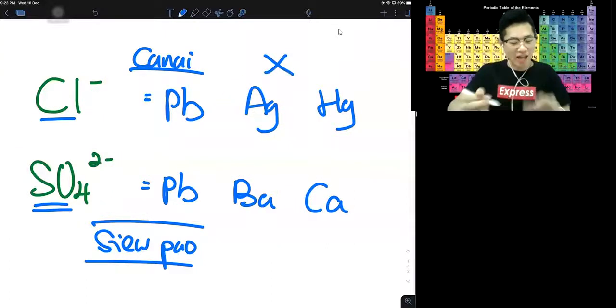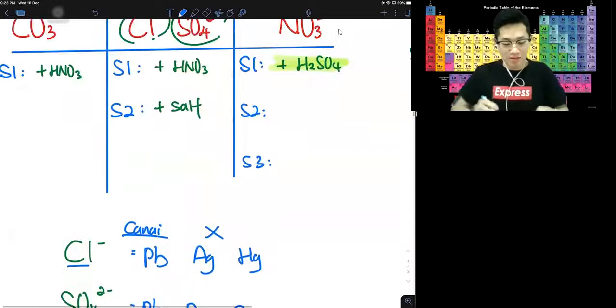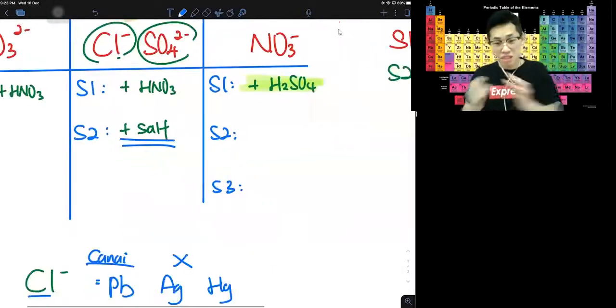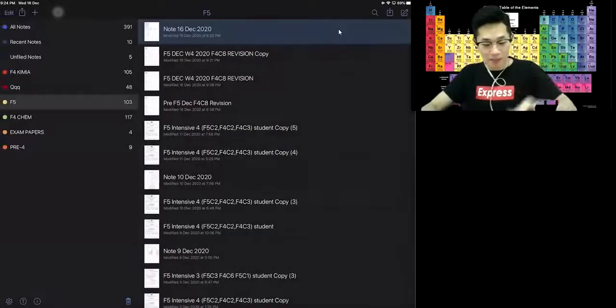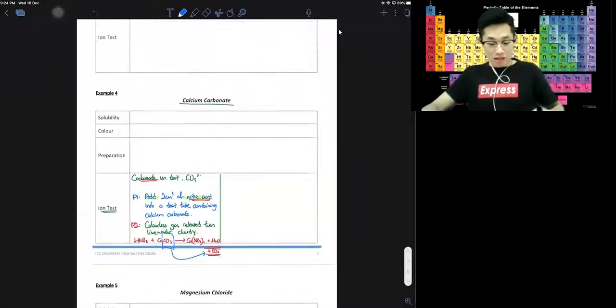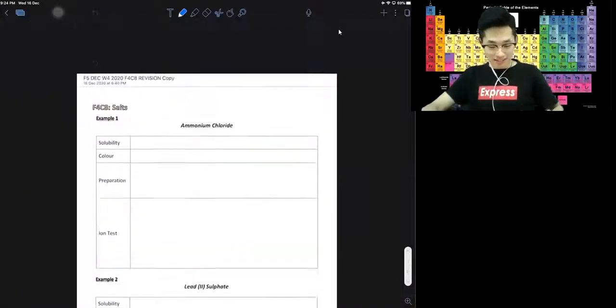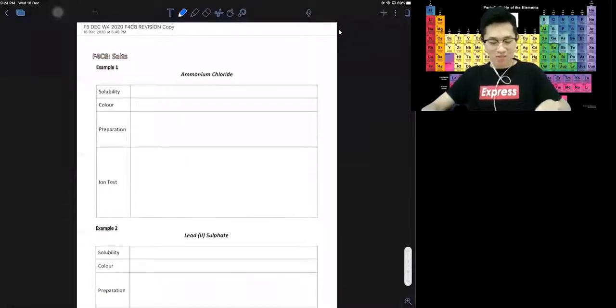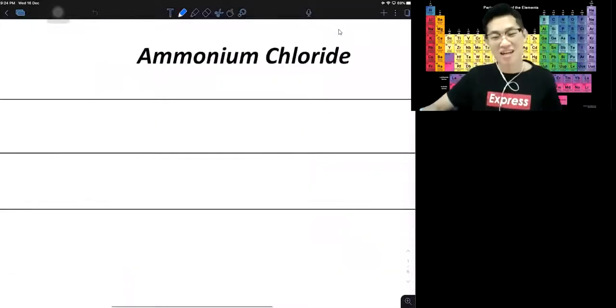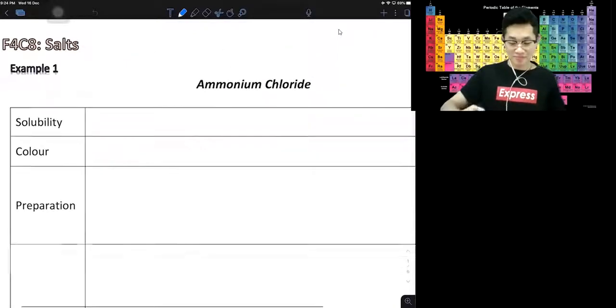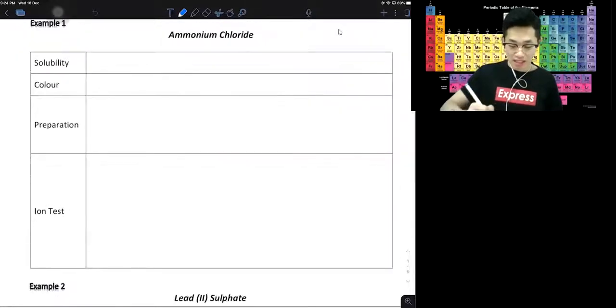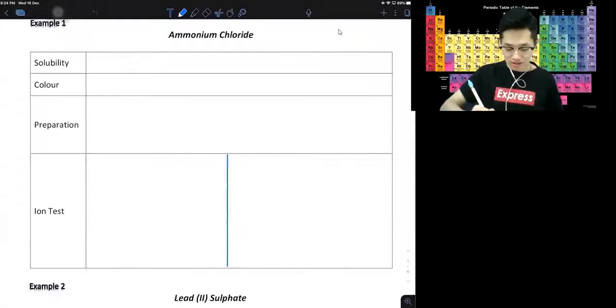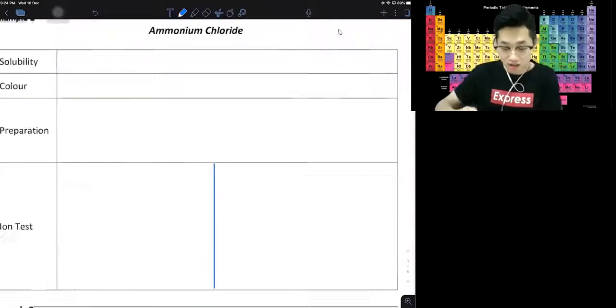So let's see how I do it, how I add the salt solution. Just memorize the sentence only. Okay, let's take ammonium chloride. Now I want to test the negative ion, chloride.